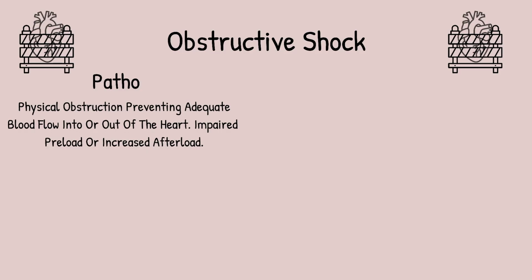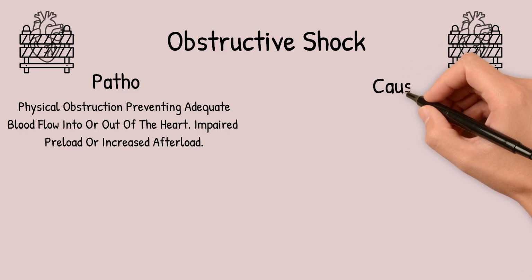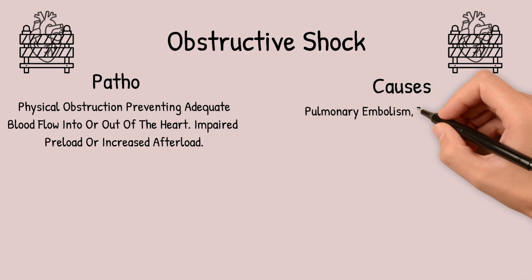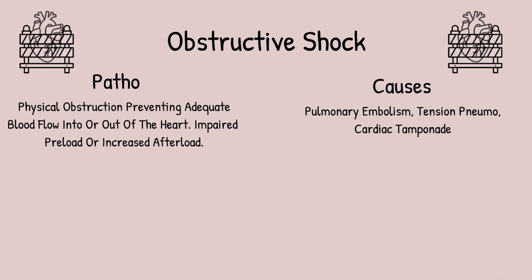It's a physical obstruction preventing adequate blood flow into or out of the heart. This then impairs preload and increases afterload, neither of which our heart really enjoys. Some of the causes include things like pulmonary embolism, a very large one, tension pneumo, because we're starting to compress on the heart, and of course cardiac tamponade.